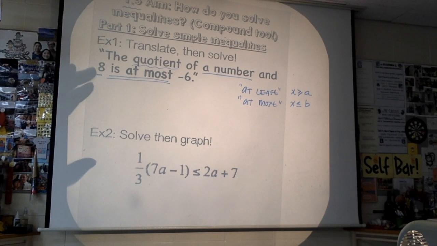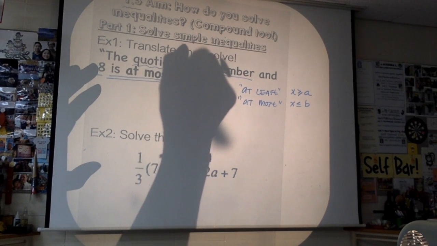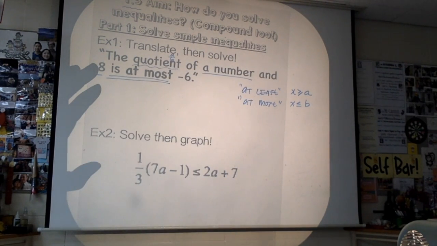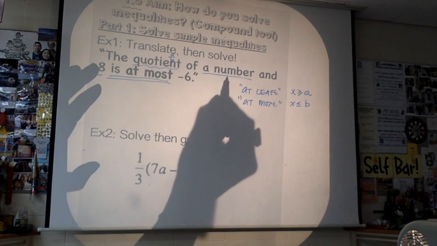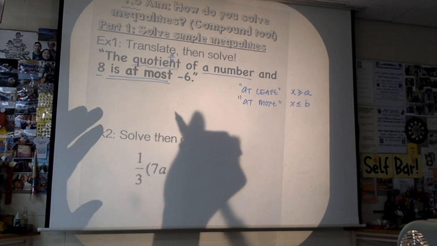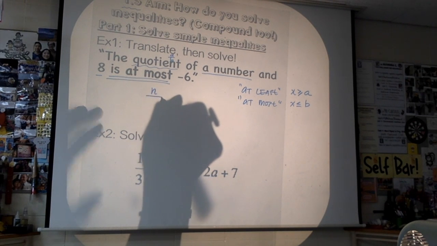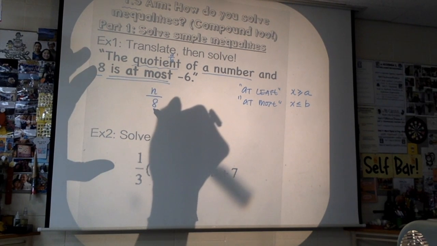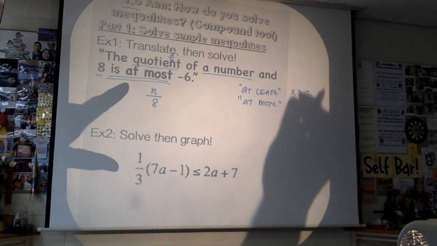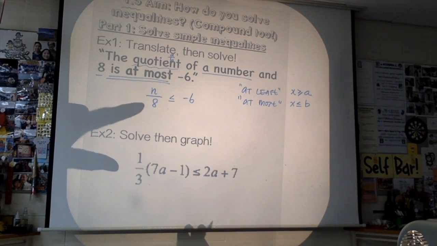The quotient of a number, so you know it's a quotient. Quotient means division, right? It's a fraction, so I'm just going to write a over b here. And I always underline key words, okay? The quotient of a number and 8 is at most -6. Any number you want, we could choose n. That's the quotient of a number and 8 is at most, which one is this? At most, -6. Think about what it means in real life.